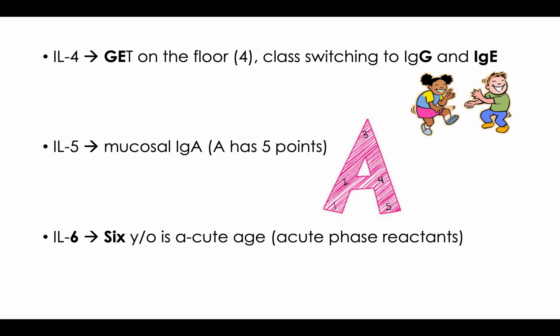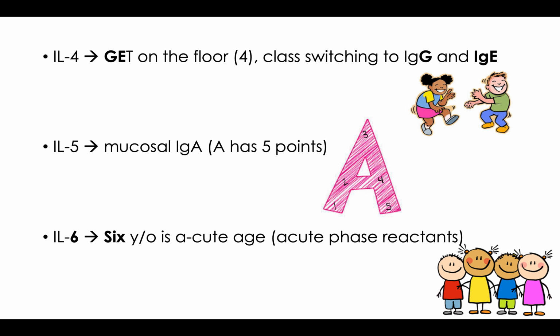IL-6, I remember that 6-year-olds are acute age, and this helps for acute phase reactants. I don't have any kids, but I think 6-year-olds are adorable. I don't know. So hopefully this helps you. IL-6 is acute phase reactant, for 6-year-olds are acute.